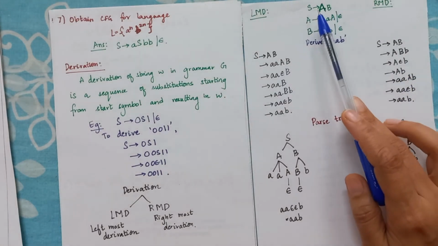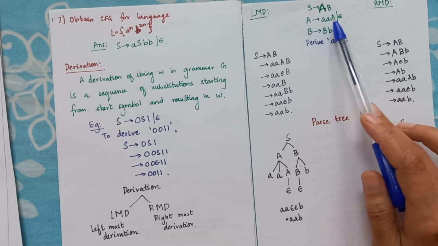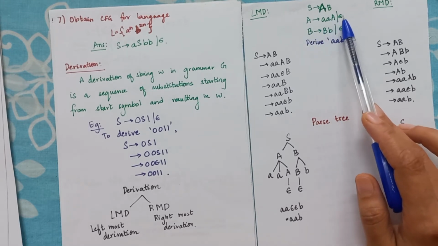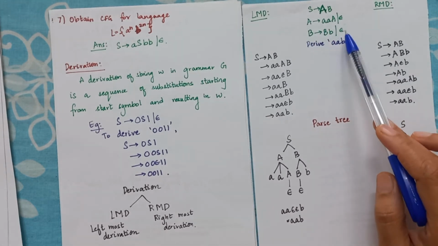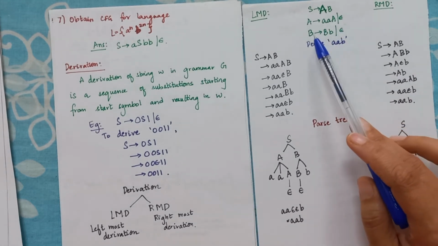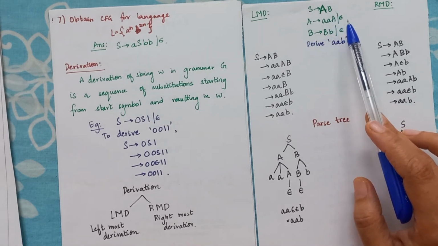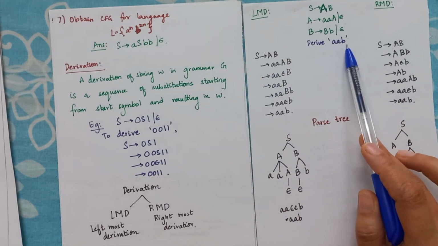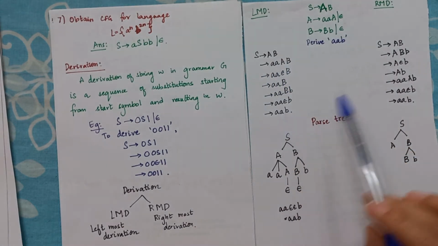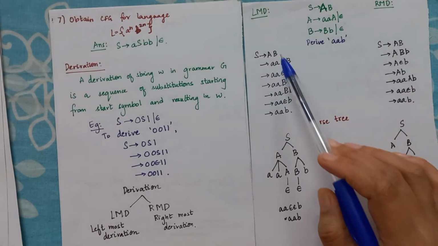So now let us consider an example. S gives AB, A gives AA or epsilon, B gives Bb or epsilon. Here a capital symbol indicates a non-terminal and a small symbol indicates a terminal. So now I have to derive AAB. This can be done in the leftmost derivation or the rightmost derivation way.